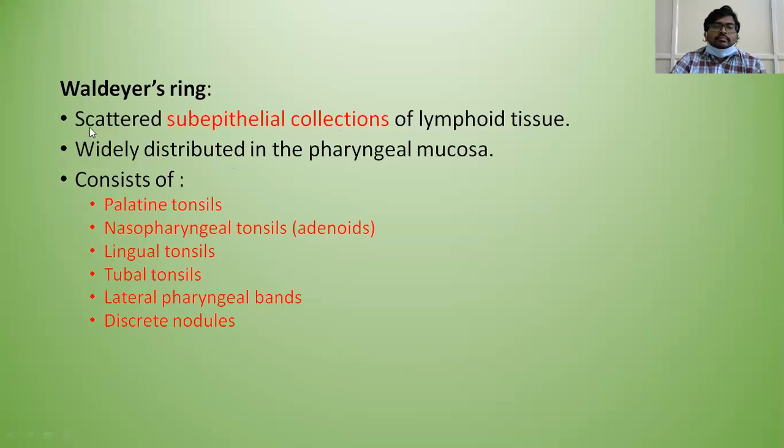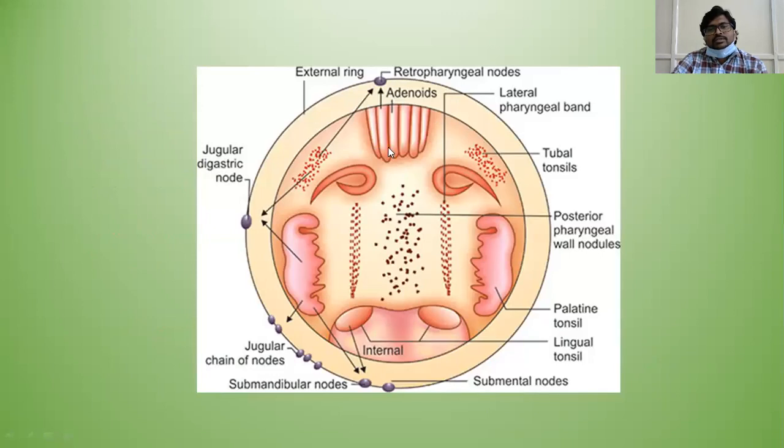They are multiple scattered subepithelial collections of lymphoid tissue within the pharyngeal mucosa. They form a ring of lymphoid tissue known as Waldeyer's ring. This Waldeyer's ring consists of nasopharyngeal tonsil, tubal tonsils, palatine tonsils, lingual tonsils, lateral pharyngeal bands, and discrete nodules. See, all these structures are present in the form of a ring. So that's why it is known as Waldeyer's ring.